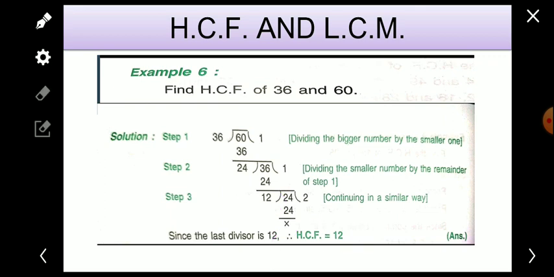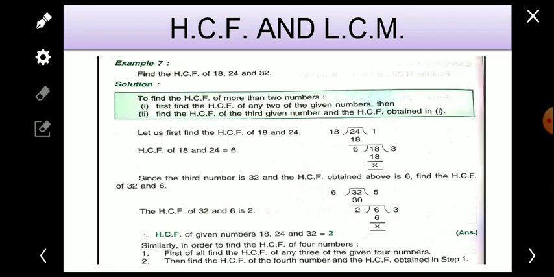I hope you understood that you will keep on dividing by the remainder again and again until we get the remainder 0. When we get the remainder 0, whatever divisor was there at that time will be the highest common factor. I hope that you understood. It is very simple. So a few examples are there.